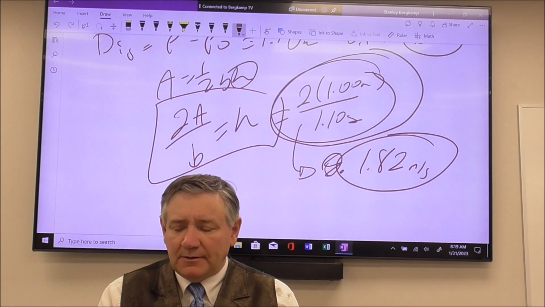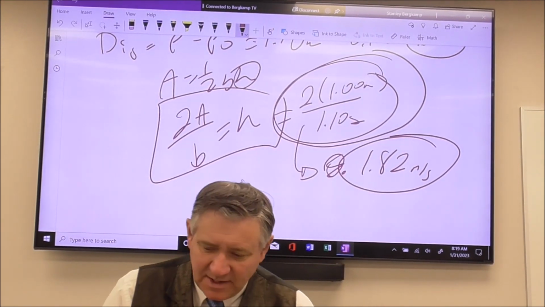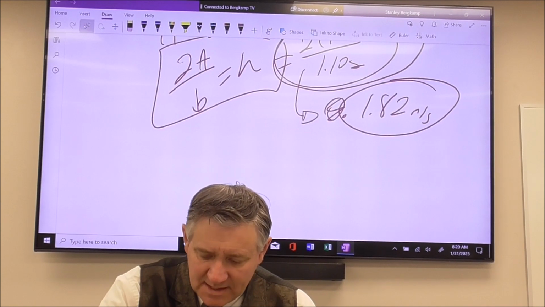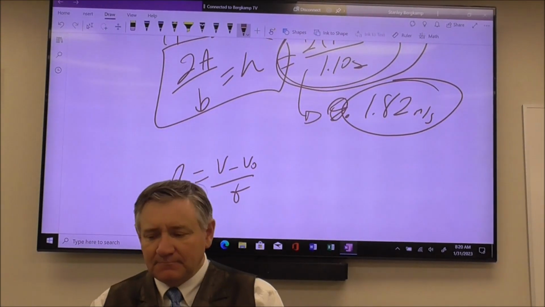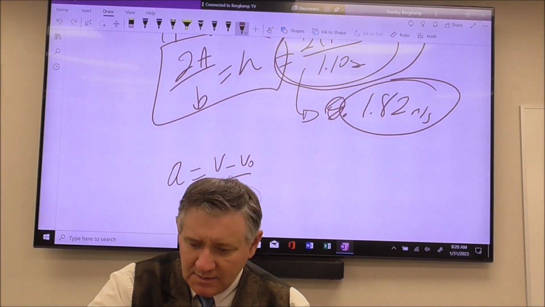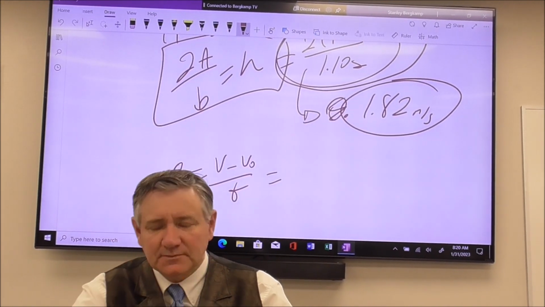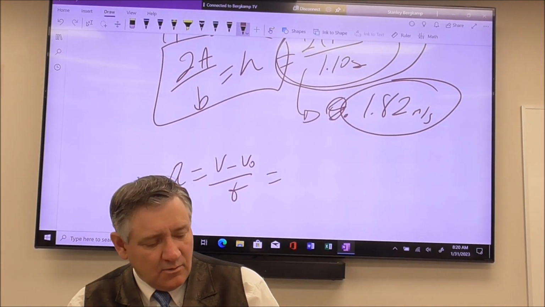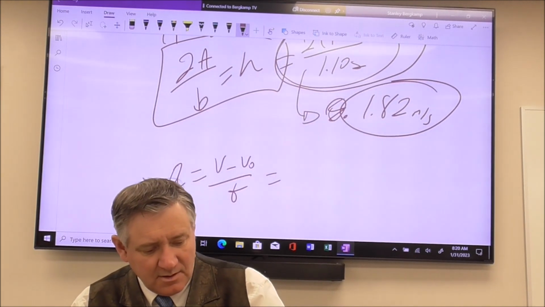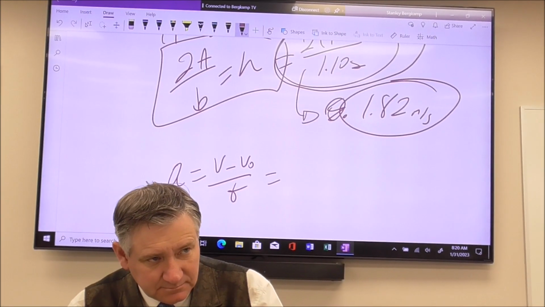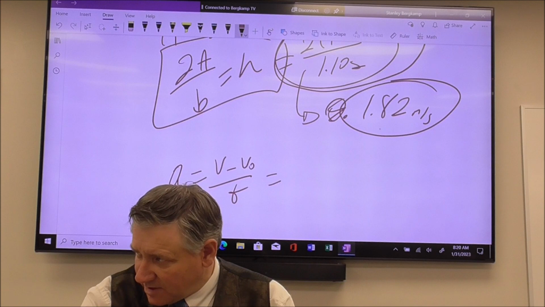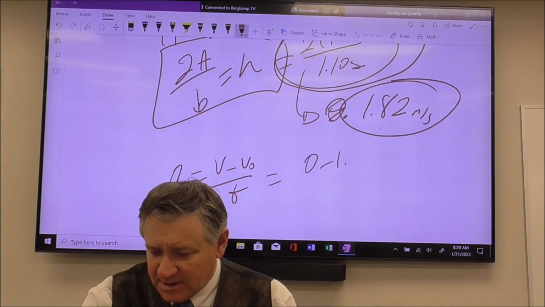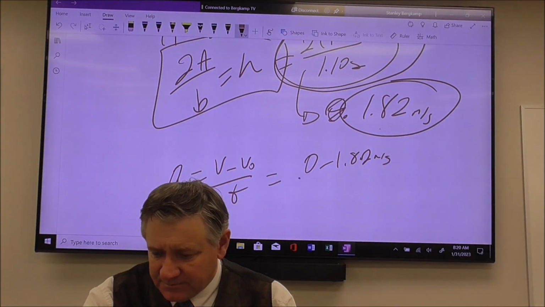Now, here's the next big equation that you're going to look at. And that's acceleration is v minus v naught over time. So in this situation, on the way up, when it gets to this point, what's my final velocity going to be? 0. My initial velocity, we just said, was 1.82 meters per second. So I'm going to take 0 minus 1.82 meters per second, and I'm going to divide that by 1.10 seconds.